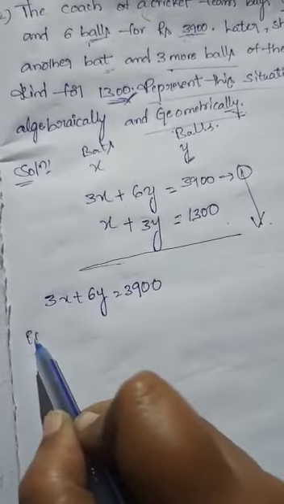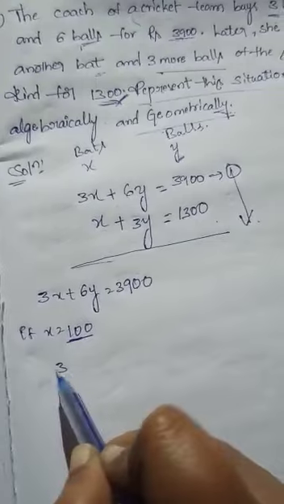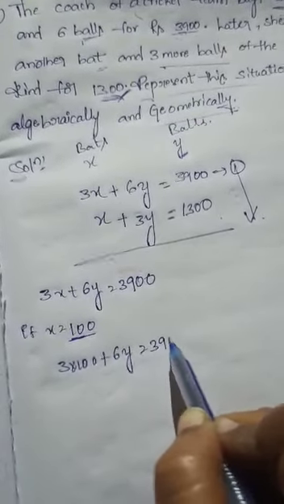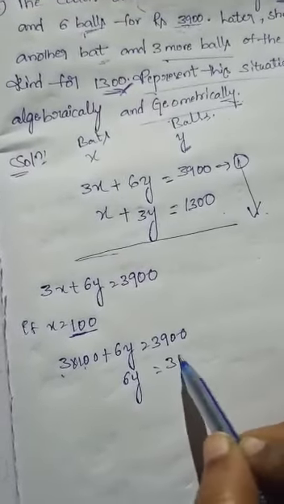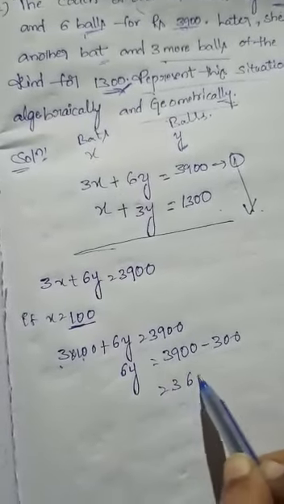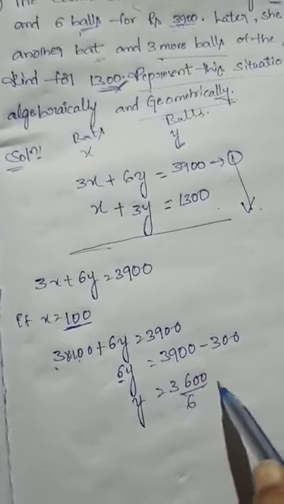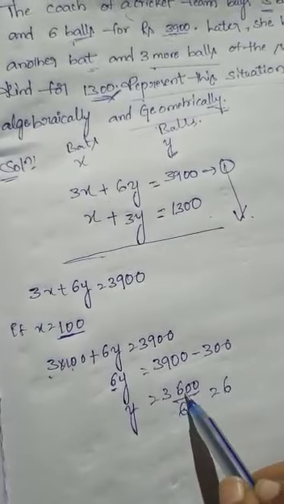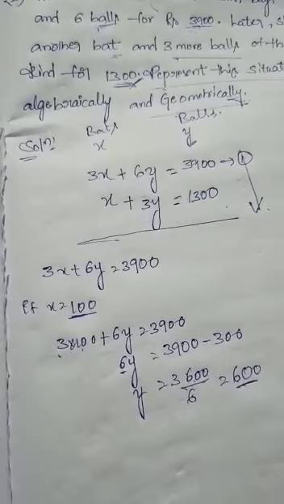3900. If I take x equal to 100, 3 into 100 plus 6y equal to 3900, so 6y equals 3900 minus 300, which is equal to 3,600. Y equals 3,600 divided by 6, which gives y equal to 600.